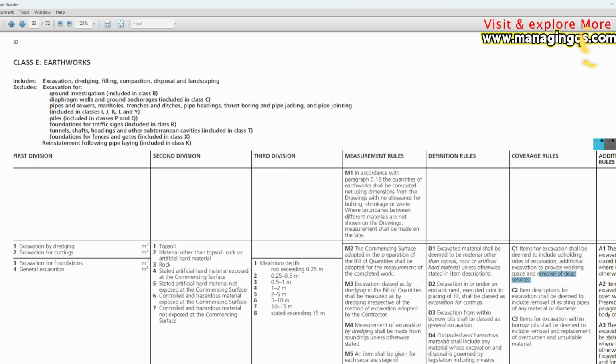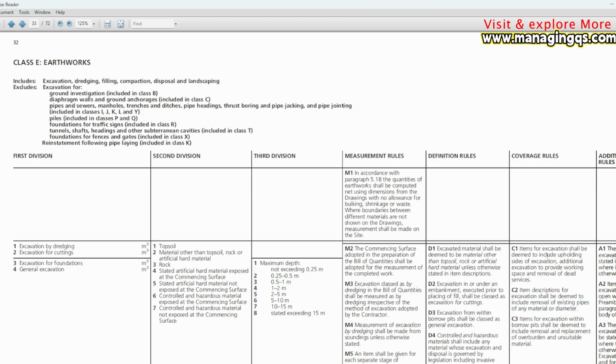So the consultant will catch this point. They notify that the removal of all the dead services is included in your rate. So if you are not aware, it is not our problem. The consultant says like this, so we have to consider these points. And also the C2 coverage rule says the item description for the excavation shall be deemed to include, it means it's also automatically included, the removal of existing pipe of any materials or diameter.